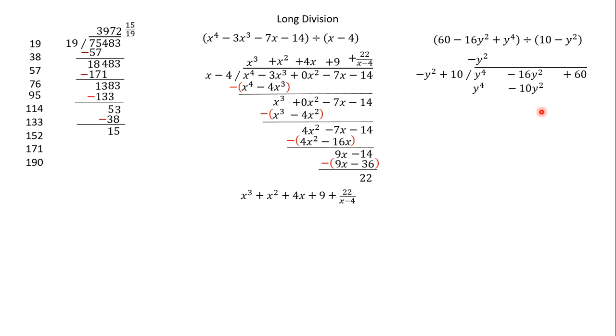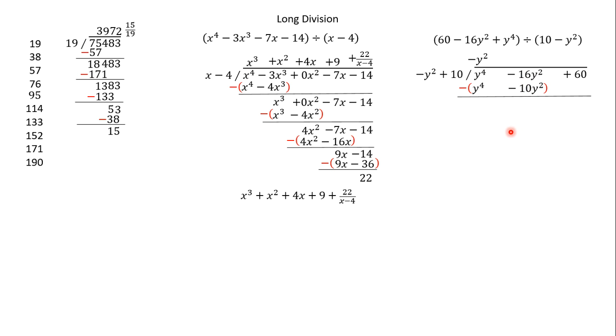And notice I put my like terms underneath each other. Apparently I didn't need to leave a space here for the y cubed. That's okay. I would rather be safe than sorry. Next step, subtract. So we're going to subtract the y to the fourths. Go away. Again, that's by design. Then remember to distribute the negative.